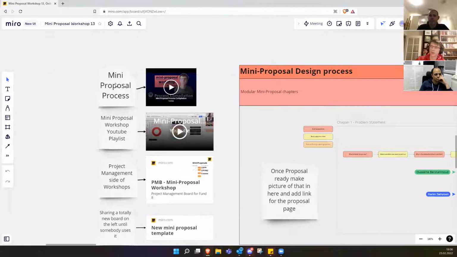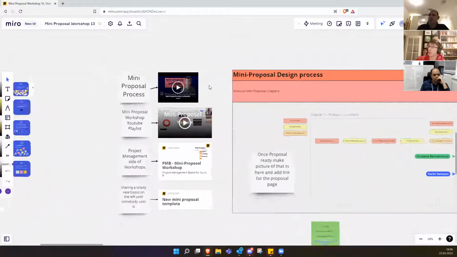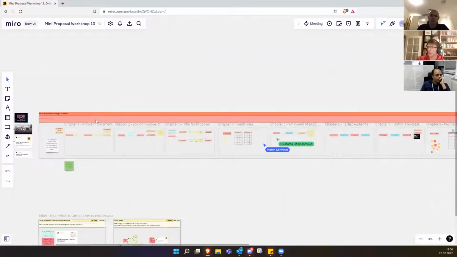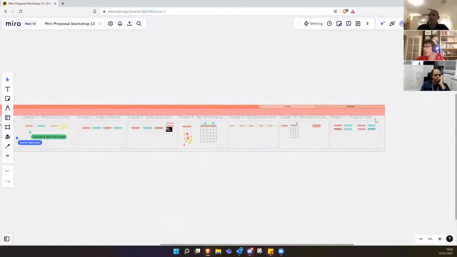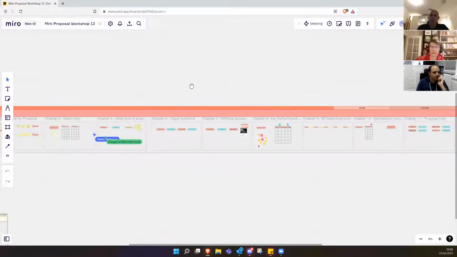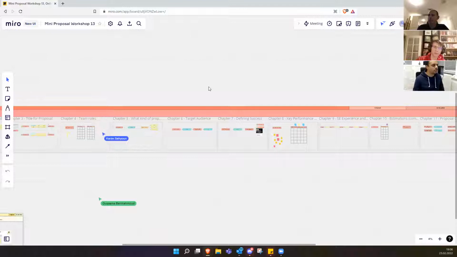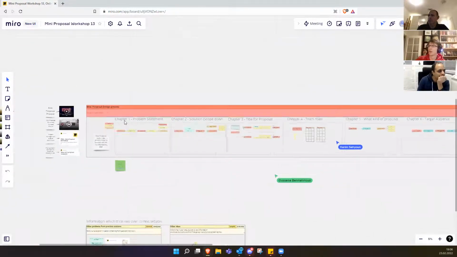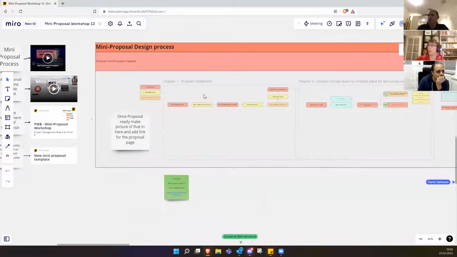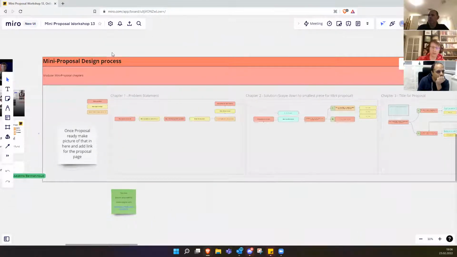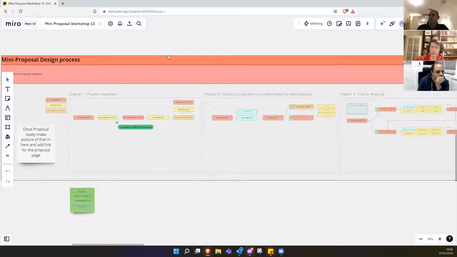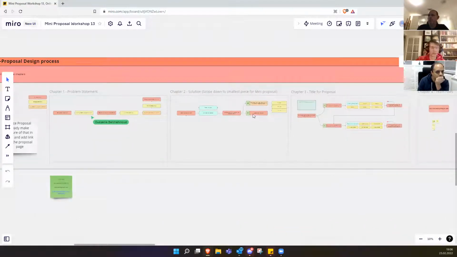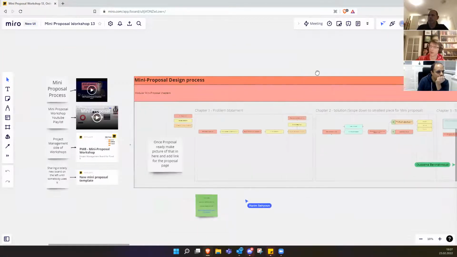In this Miro board's left side, you will also find the mini proposal process video, which explains the entire process from left to right. It has 11 chapters in total in order to capture the bare minimum of a proposal. Today, we are mainly going to focus on problem statements, and if we are quick enough, then we go to the solution. And sometimes, we also end up in a title section.